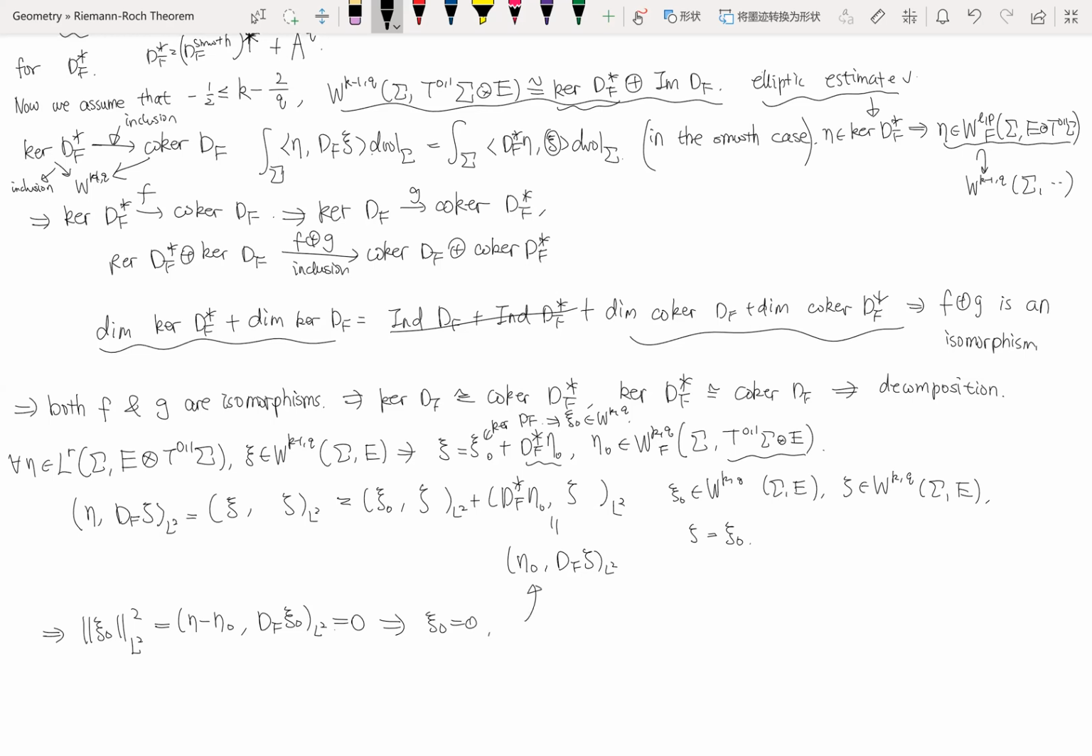And we again go back to this. This will tell us that the L2 pairing of eta minus eta 0 with the image of zeta is always 0 for any zeta. So this tells us that eta minus eta 0 must belong to the co-kernel of df. So the co-kernel of df is isomorphic to the kernel of df star.